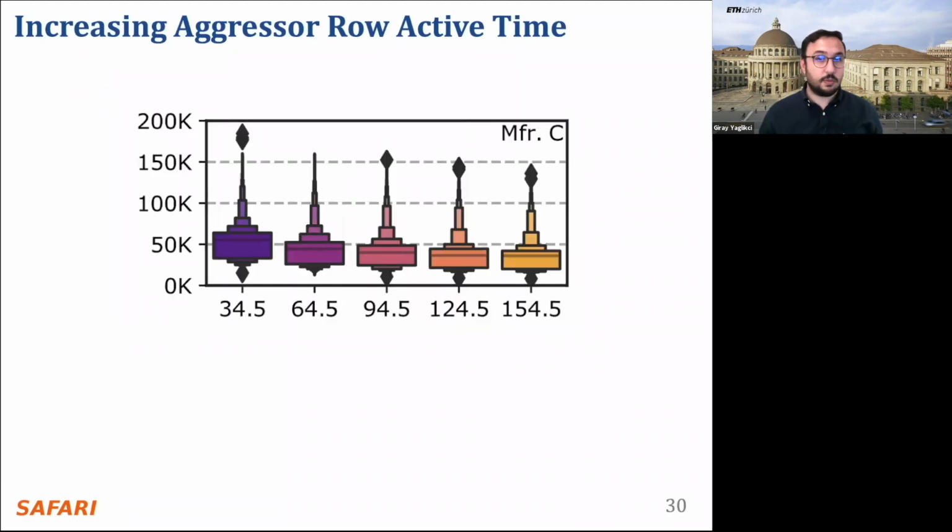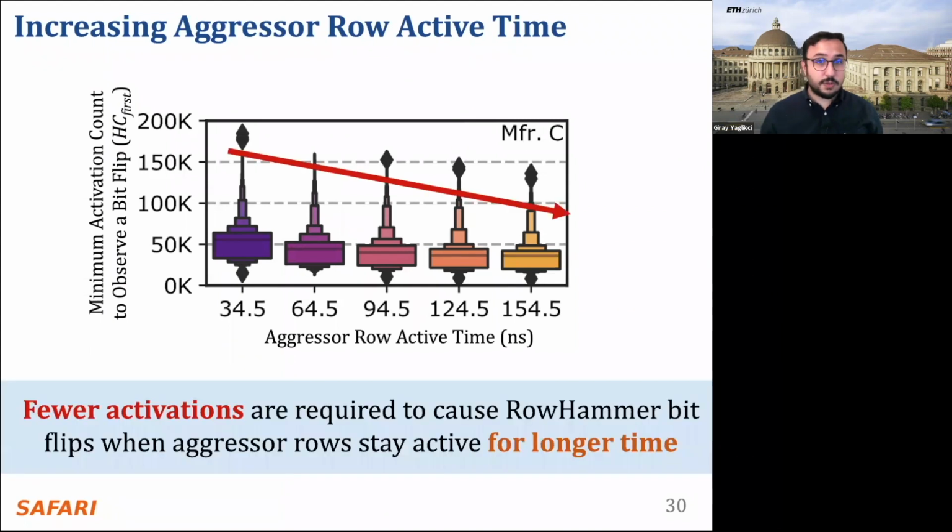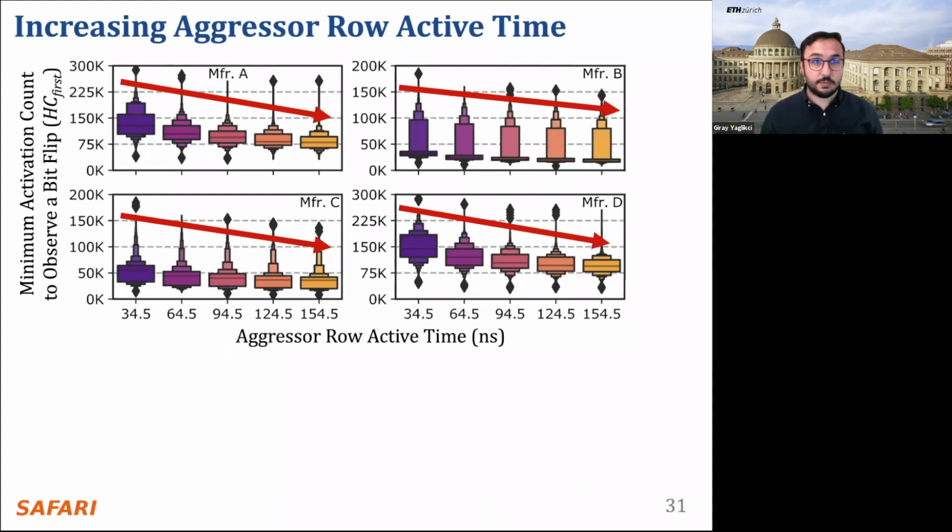In this plot, we investigate the variation in HC first, the minimum activation count to observe a bit flip, with increase in aggressor row active time. We observe that DRAM cells experience bit flips at smaller activation counts when the aggressor row stays active longer. And when we repeat this test on all four manufacturers, we observe the same trends.